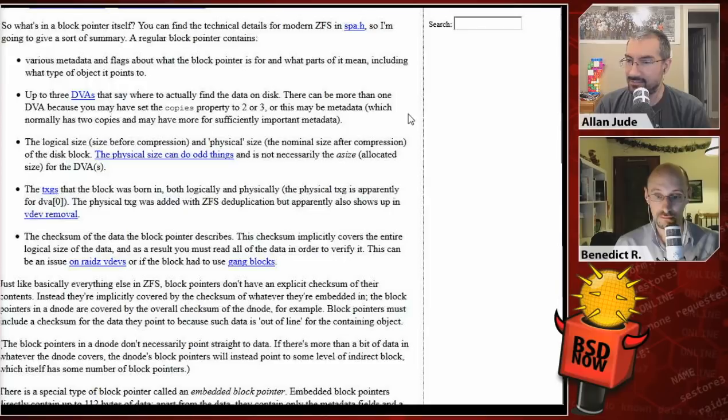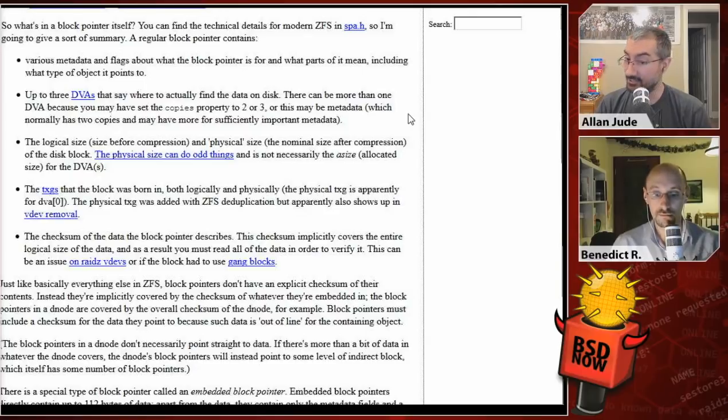Part of the reason for this, you think, well, most people don't ever set copies to 2 or 3, but metadata does. So the metadata, if it's important, has 2 copies, and if it's really important, has 3 copies. And this way, no matter what happens, ZFS stands a good chance of being able to keep working and not corrupt the file system.